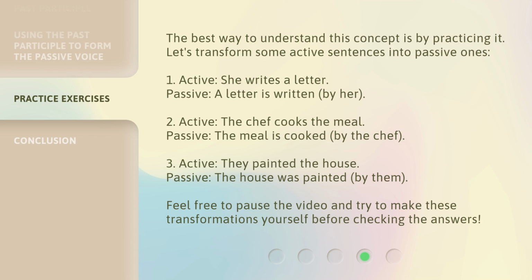The best way to understand this concept is by practicing it. Let's transform some active sentences into passive ones. 1. Active: She writes a letter. Passive: A letter is written by her. 2. Active: The chef cooks the meal. Passive: The meal is cooked by the chef. 3. Active: They painted the house. Passive: The house was painted by them. Feel free to pause the video and try to make these transformations yourself before checking the answers.